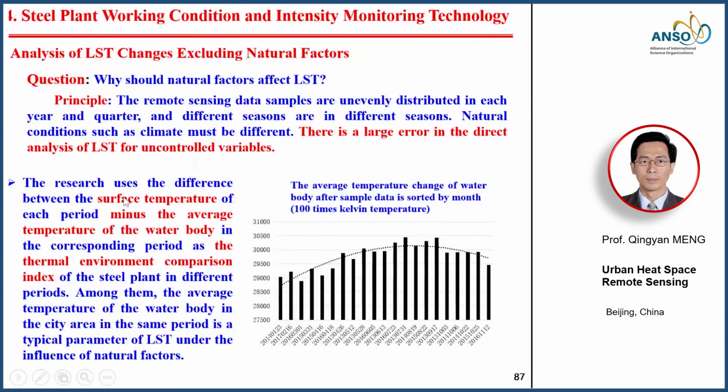So we use the difference between the surface temperature of each period minus the average temperature of the water body in the corresponding period as the thermal environment comparison index of the steel plant in different periods. Among them, the average temperature of the water body in the city in the same period is a typical parameter of the land surface temperature under the influence of the natural factors.